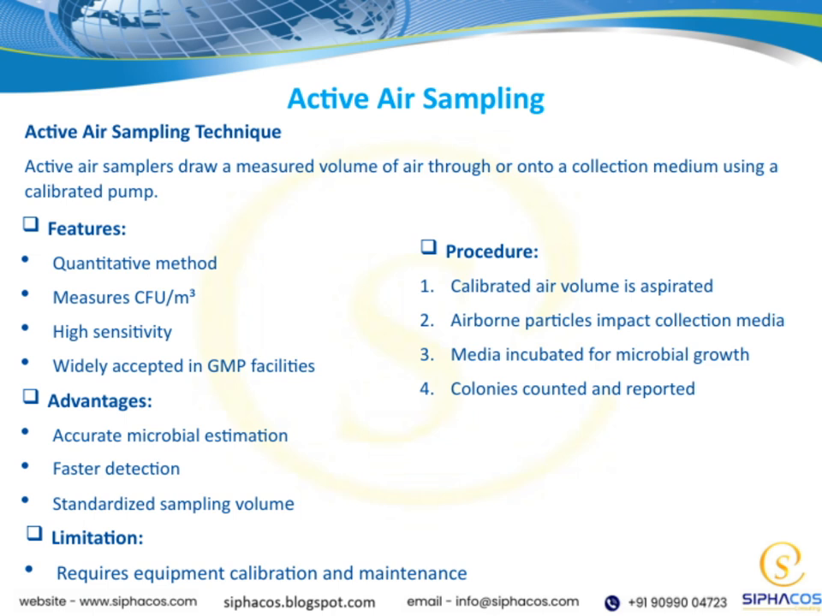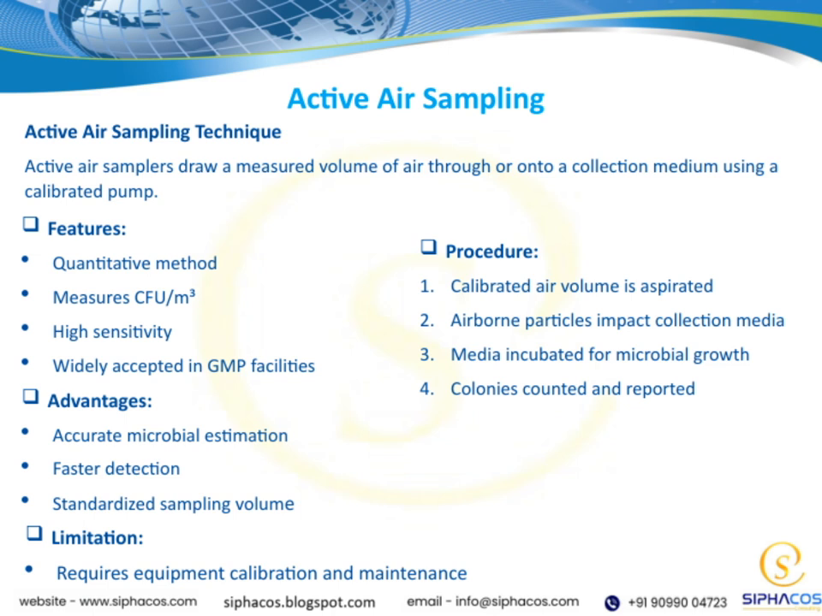The media is then incubated to allow any microbes present to grow into visible colonies. Finally, these colonies are counted and reported to give a clear picture of microbial contamination levels. In summary, active air sampling is a powerful, reliable technique that uses calibrated equipment to measure airborne microbes efficiently. It's a key tool in maintaining cleanliness and safety in GMP environments, despite needing proper calibration and maintenance to keep it functioning optimally.